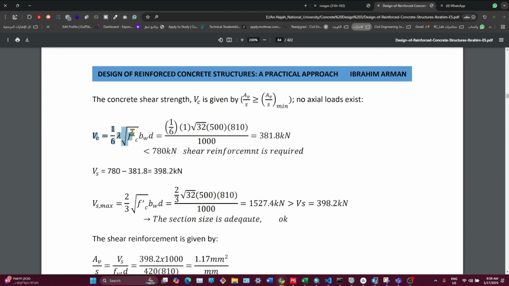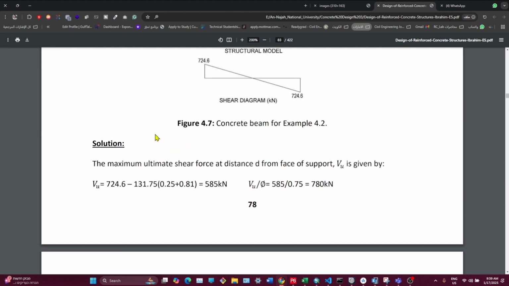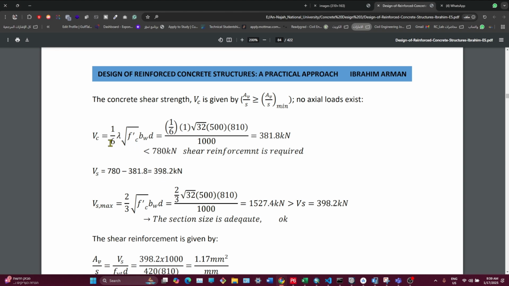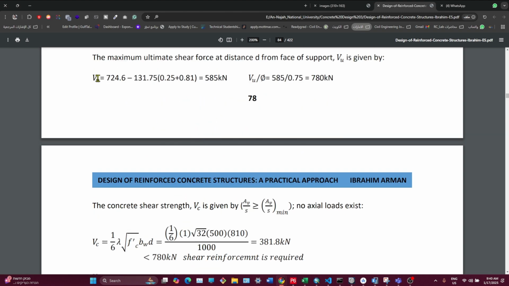This is the equation of the code 318-14: Vc is equal to 1/6, lambda is equal to 1 again, and it depends on the web width and d. Since it's equal to 381, compare it to the V ultimate over phi. Don't compare it to V ultimate. We need to compare it to the V ultimate over phi because we need to have a reduction factor to make it as a safety factor, right?